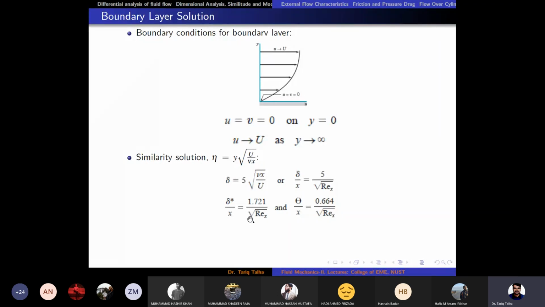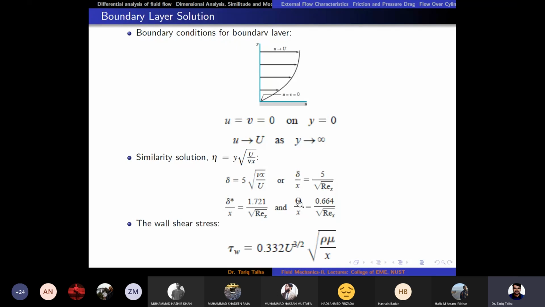You can easily see here that delta is a function of x, so x is going to appear here. It means that if we increase the distance from the leading edge, where x is the distance from the leading edge, delta would increase as a function of the square root of x, because there is also x in the denominator. Here there is x to the power 1, so that would become the square root of x on the numerator side. The same is the case for delta star and theta.